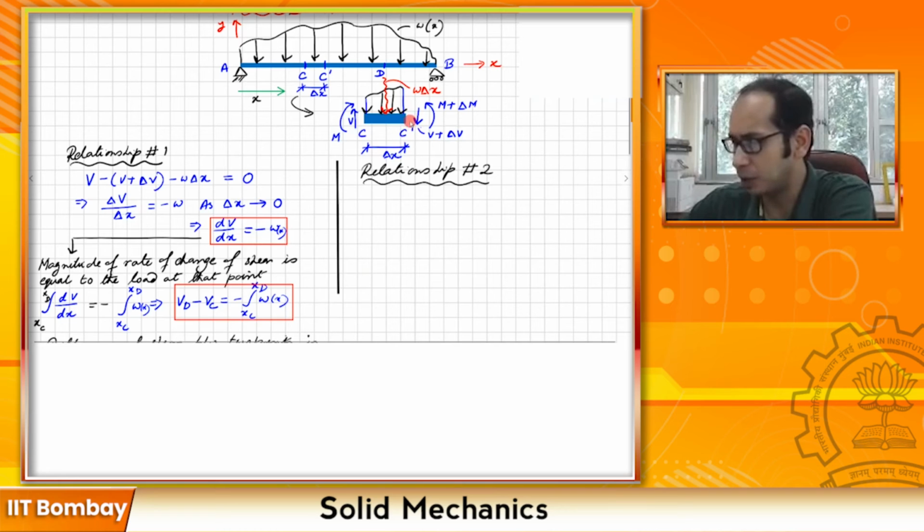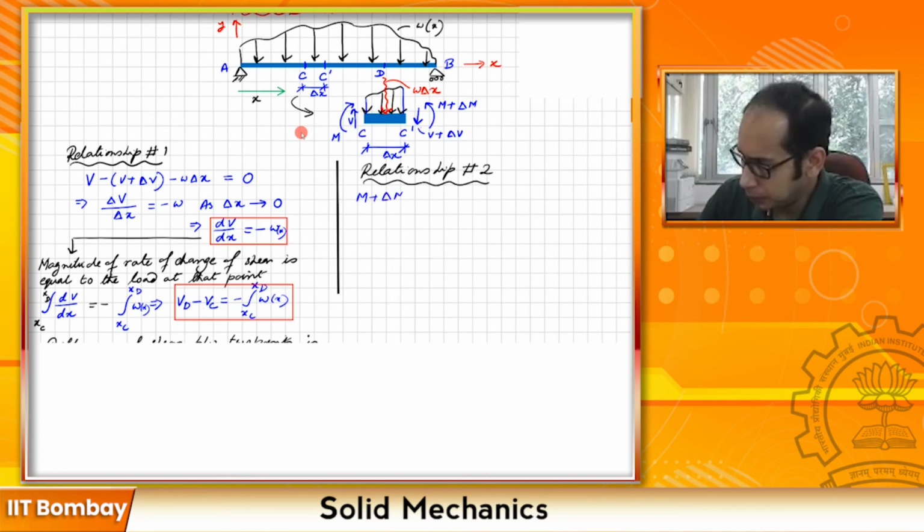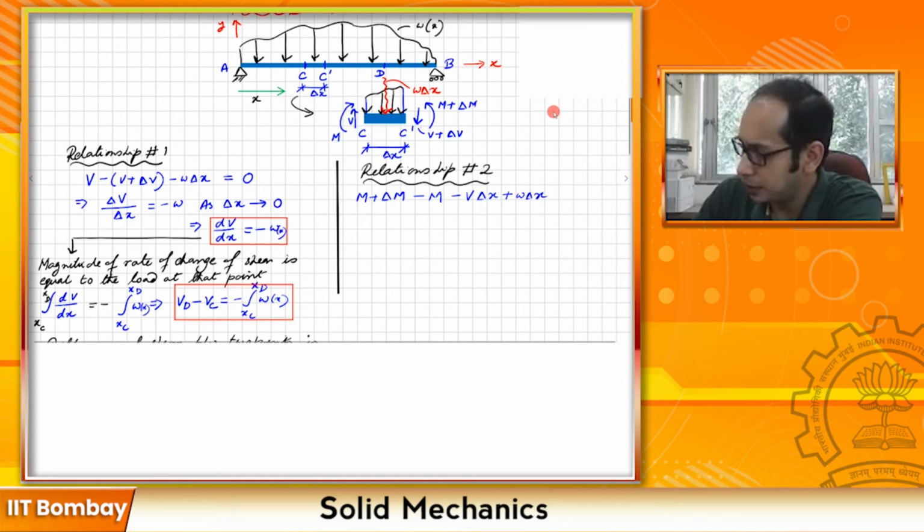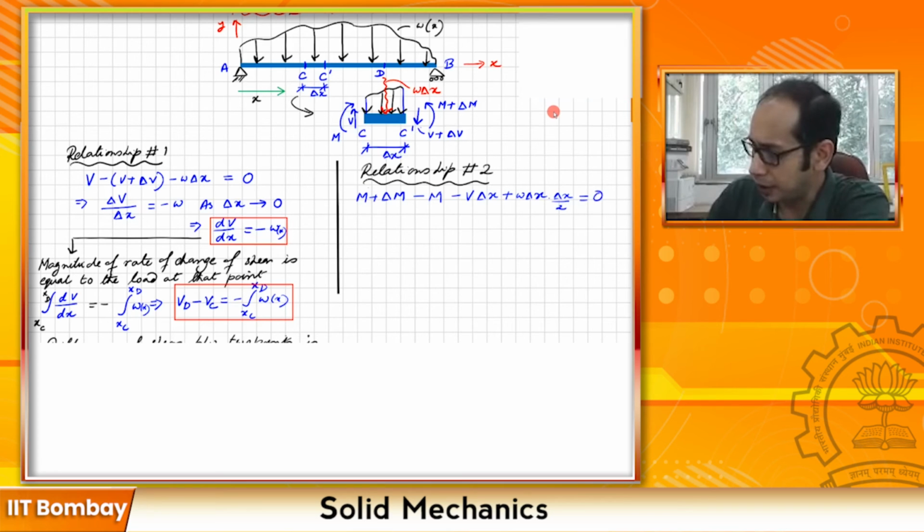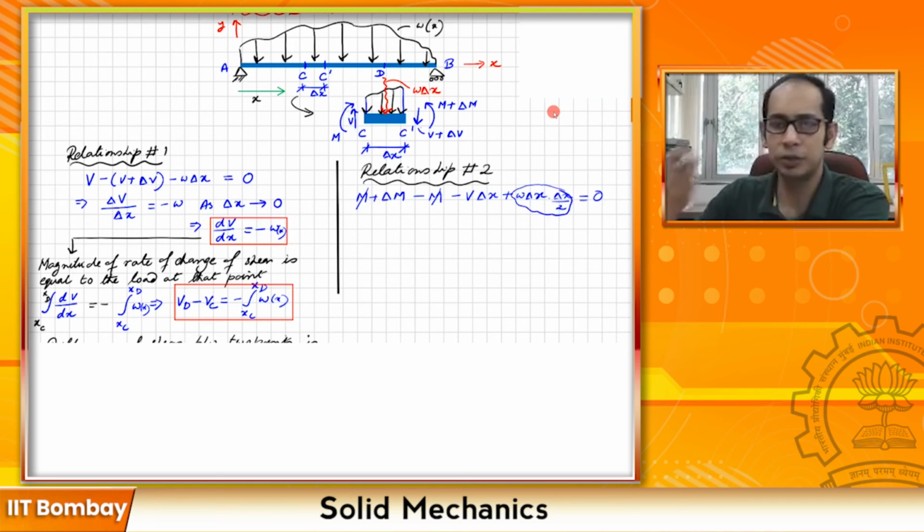If I balance all the moments, what I get is M plus delta M minus M, and taking the moment about this particular point, it is minus V delta x plus w delta x, because of this load that we have, times delta x over 2, equals 0. Now from here, this M and this M get cancelled. This term is negligible because it is a product of two very small quantities, so it can be neglected.